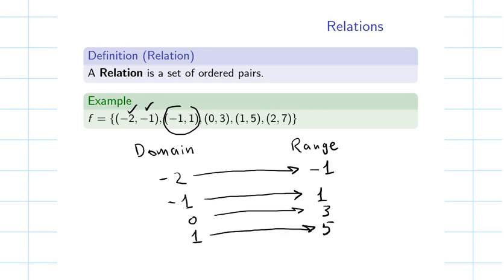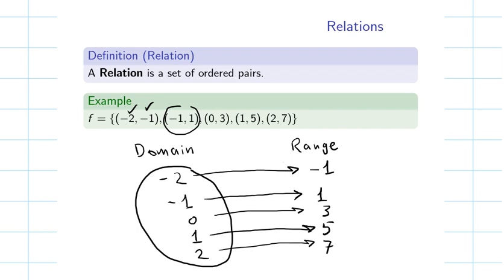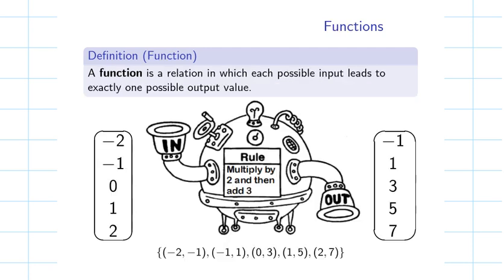-1 goes to 1. 0 goes to 3. 1 goes to 5. And finally 2 goes to 7. And this is called the domain. I'll put a set around it, that's Euler notation, and a set around the range. And one thing that I notice here is that every element of the domain corresponds to one and only one element of the range. So there's only one arrow coming out of each element of the domain, and if that's true, we call it a function.